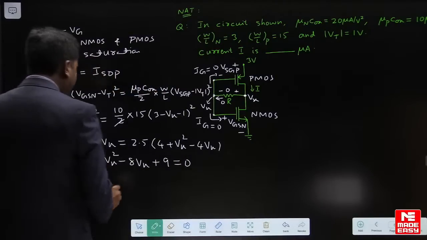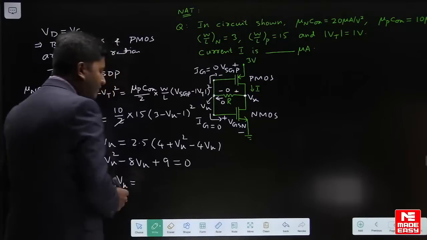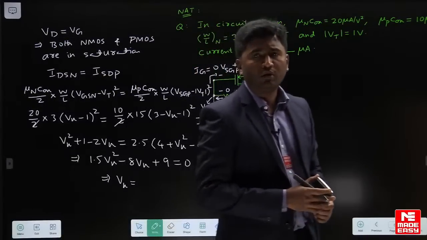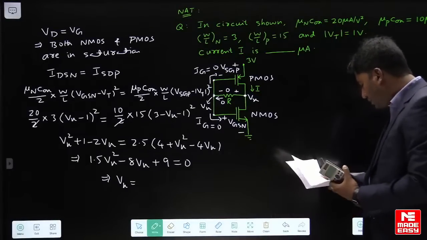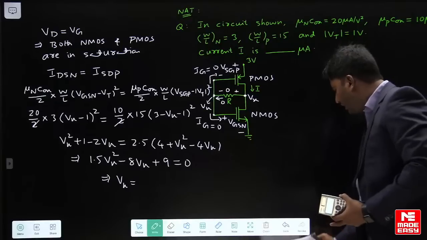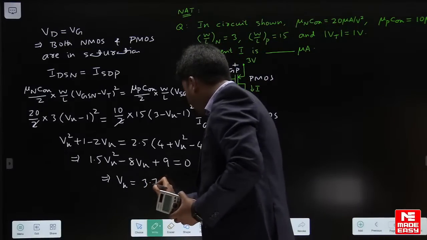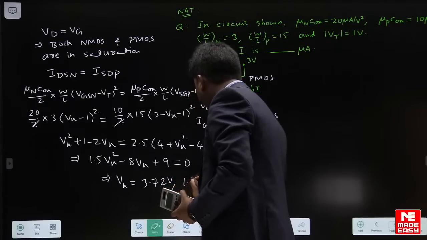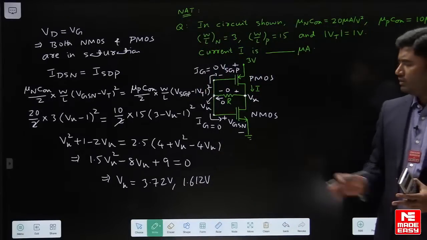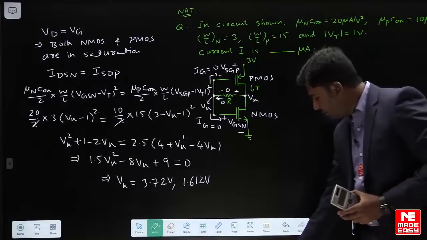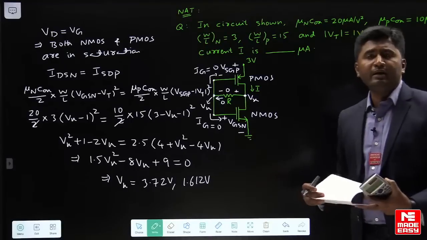Okay, अब आप यहाँ से Vx की वैल्यू फाइंड करिए बेटा. It's a quadratic equation and everyone knows how to find out roots for a quadratic. So please find out what should be Vx. I did this calculation already. So it will be 3.72 and 1.612 volt. When you solve that quadratic equation, you will get two roots, 3.72 and 1.612 volt. Is that okay? I hope everybody is getting the same values.